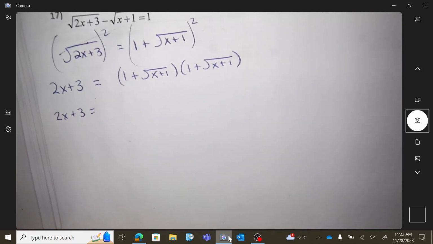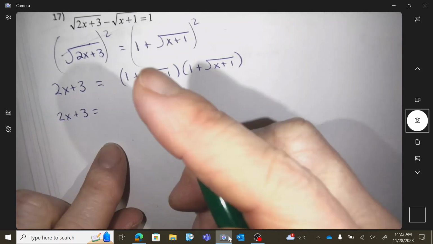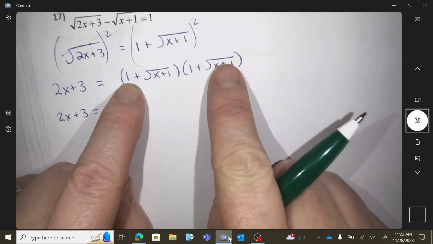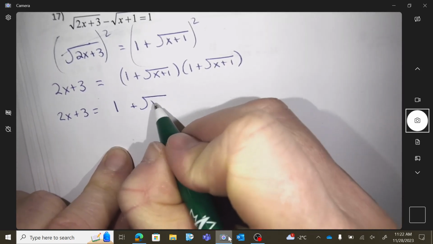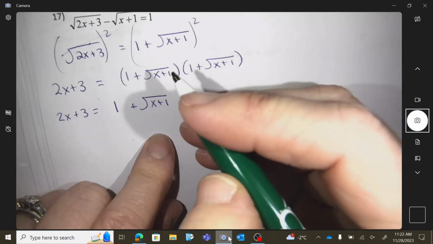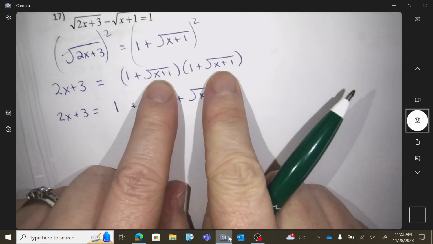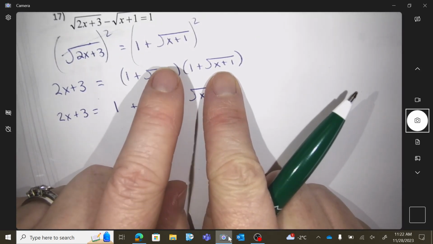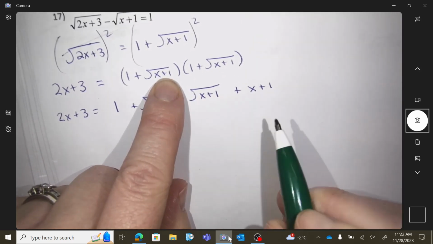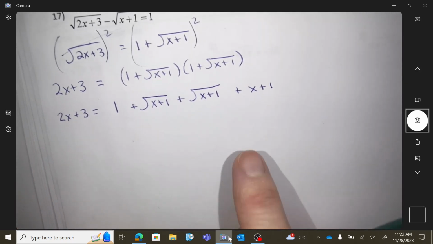Okay, so give me the FOIL breakdown. Go slow and steady on these. First times first, 1 times 1. Outsides one of those roots. Insides one of those roots. What happens to the last times the last when you do a same root times the same root? It drops the root, right? A same root times the same root drops the root.